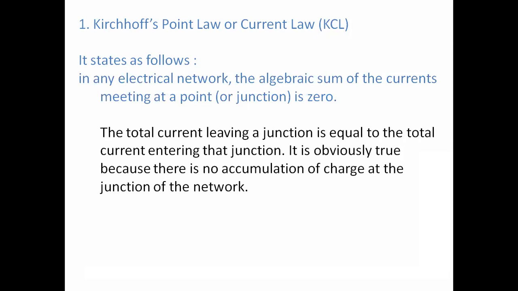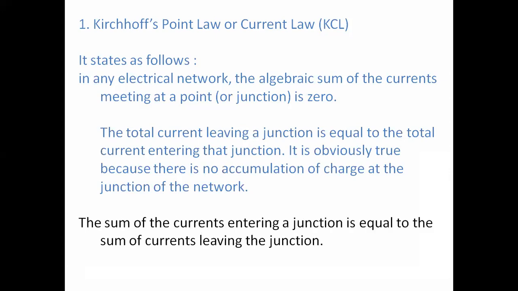So the total current leaving a junction is equal to the total current entering the junction. It is obviously true because there is no accumulation of charge at the junction of the network; charge accumulation at a junction is not possible. So however much current is coming, that entire current goes out; it is not stored at the junction. That's why the sum of the currents entering a junction is equal to the sum of the currents leaving the junction.